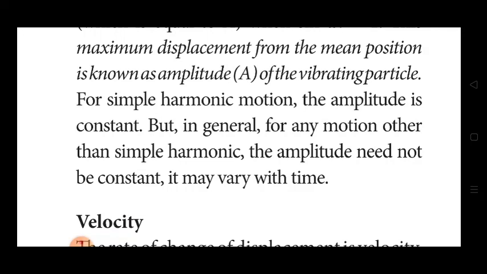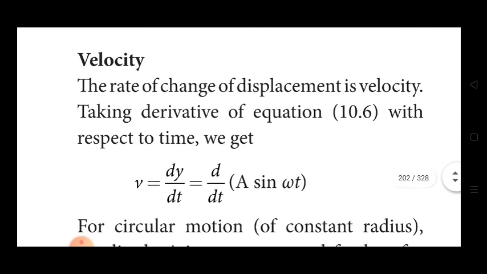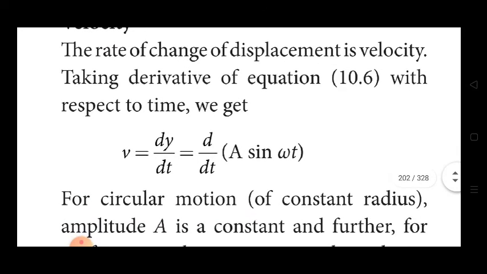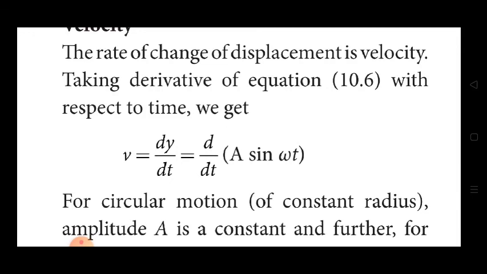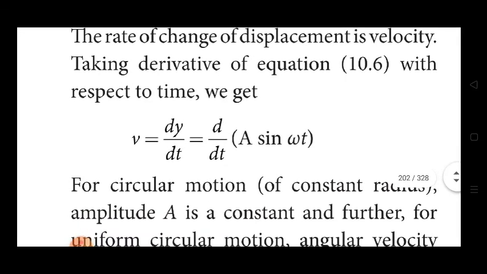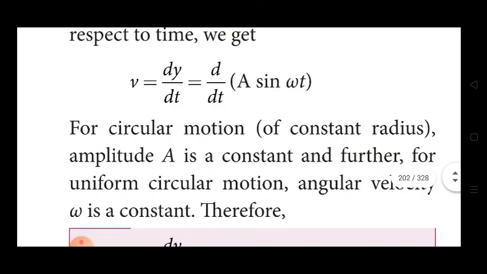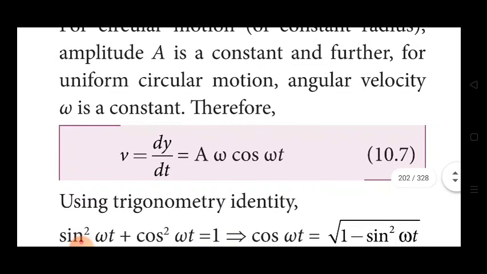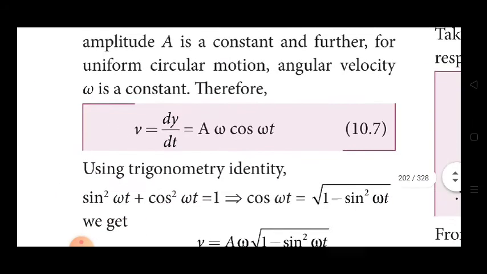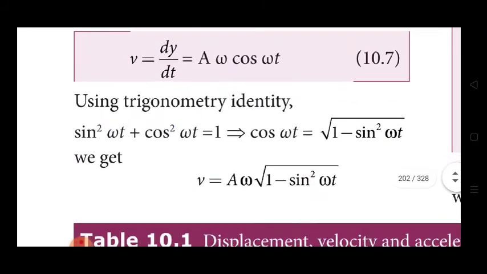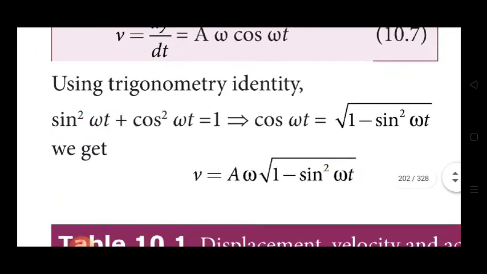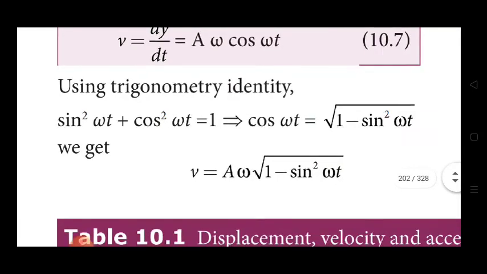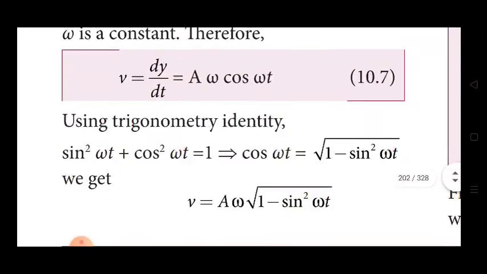Velocity. The rate of change of displacement is velocity. Taking the derivative of equation 10.6 with respect to time, we get v is equal to dy by dt is equal to d of a sin omega t by dt. For circular motion, with constant radius, the amplitude a is constant, and further for uniform circular motion, angular velocity omega is constant. Therefore, v is equal to dy by dt is equal to a omega cos omega t. Using the trigonometric identity, sin square omega t plus cos square omega t is equal to 1, cos omega t is equal to root of 1 minus sin square omega t. So, v is equal to a omega root of 1 minus sin square omega t.